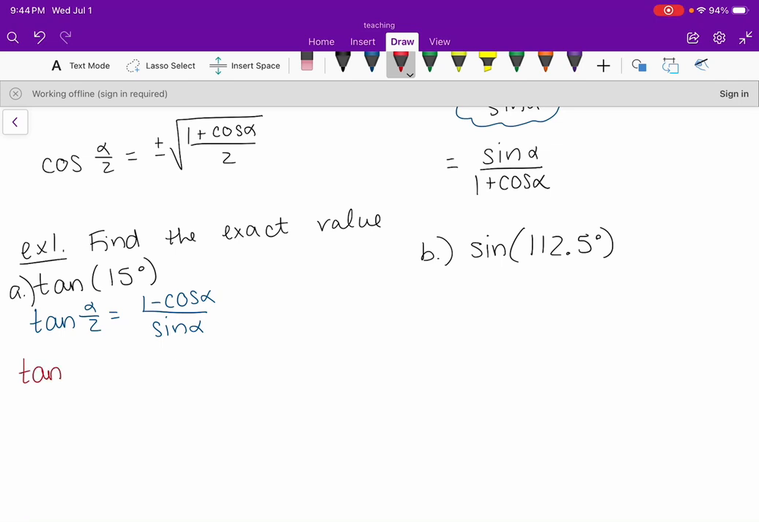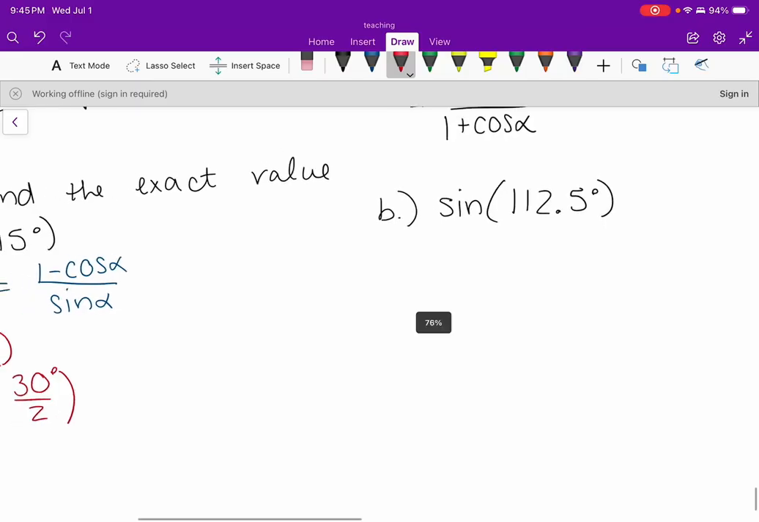And so I'm trying to find tangent 15 degrees, and that 15 degrees is supposed to equal the alpha over 2. So what we want to find is what's the angle that I would divide by 2 so that it equals 15? What's the angle we divide by 2 so that it equals 15? Our angle here is going to be 30 degrees. So tangent 15 degrees is the same as saying tangent 30 degrees divided by 2.